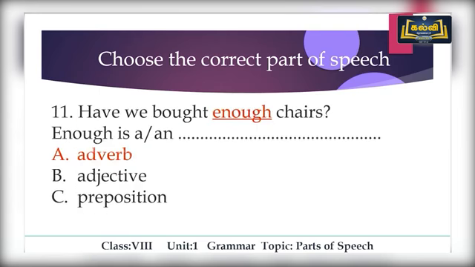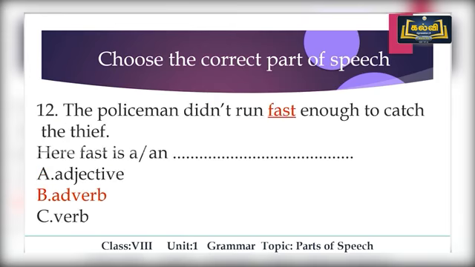Have we bought enough chairs? So it is either adverb or adjective because we bought, it also denotes about bought and chairs. The policeman didn't run fast enough to catch the thief. Fast is about running, so it is adverb.